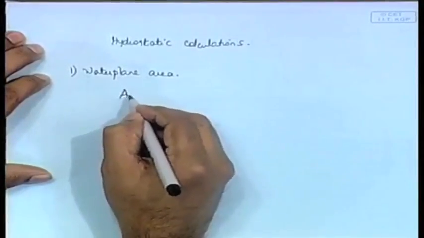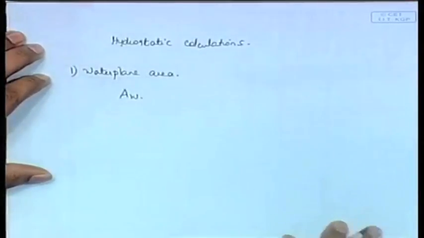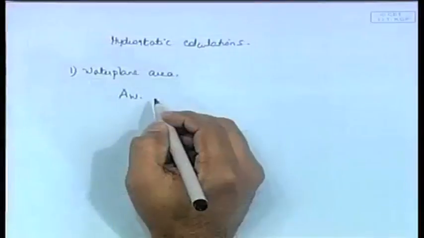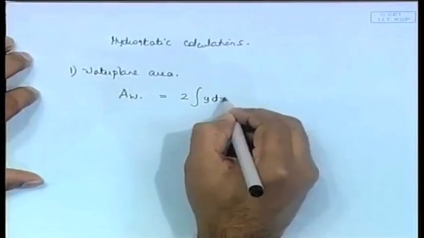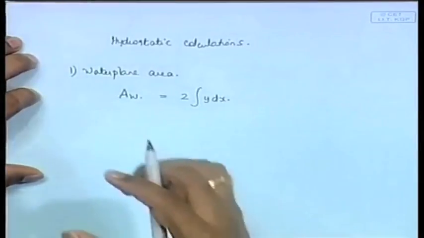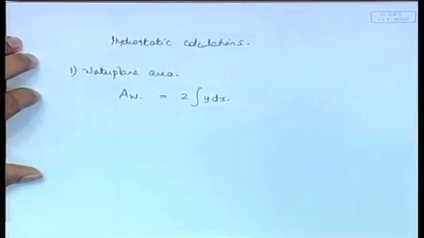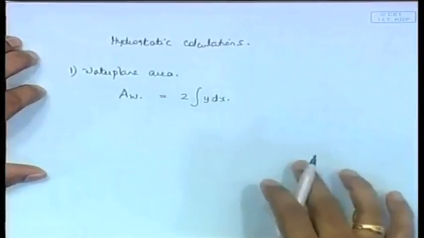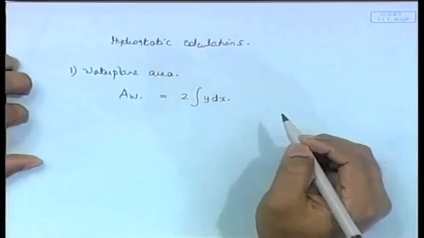Note that it is always written as AW, it is the water plane area, and as you know it is the area at the draft. So, where the water line is cutting the ship, what is the area, that is known as the water plane area. It is twice the integral of y dx, where y is the half ordinate, and the integral of y dx will give you the total area, and twice that will give you both the sides of the ship, port and starboard. So, this is the integral equation for AW.